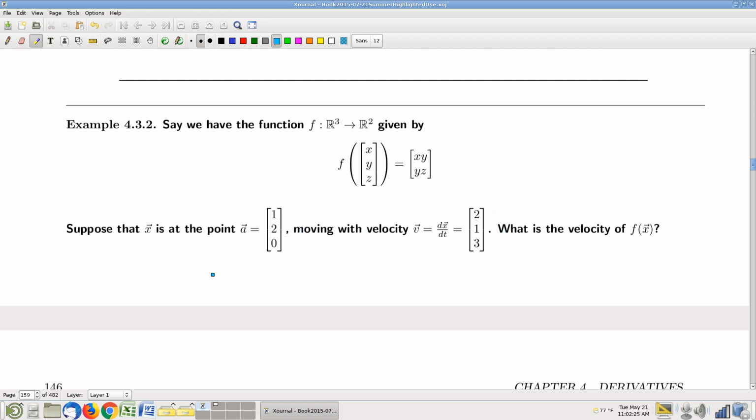What's the velocity of the output? Well, keep in mind here, the velocity of the output is going to be a vector velocity. The outputs are locations. They are vectors, right? So the derivative of those outputs is going to give me an actual velocity vector, not just a speed this time.